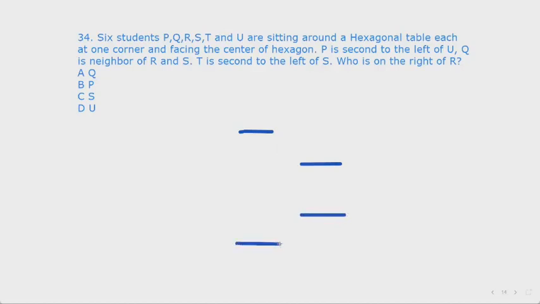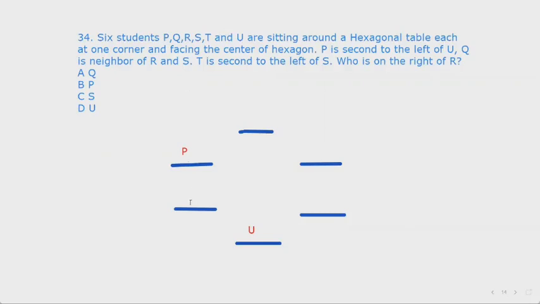Give me a minute. So this is our hexagonal table. So P is second left of U. So we can consider P here. So it is second left of U. So U must be here. Q is neighbor of R and S.